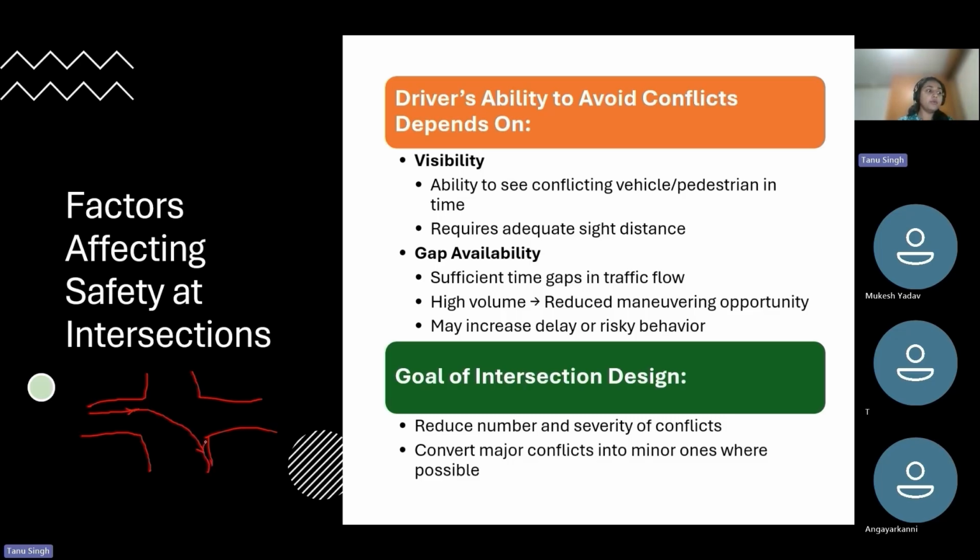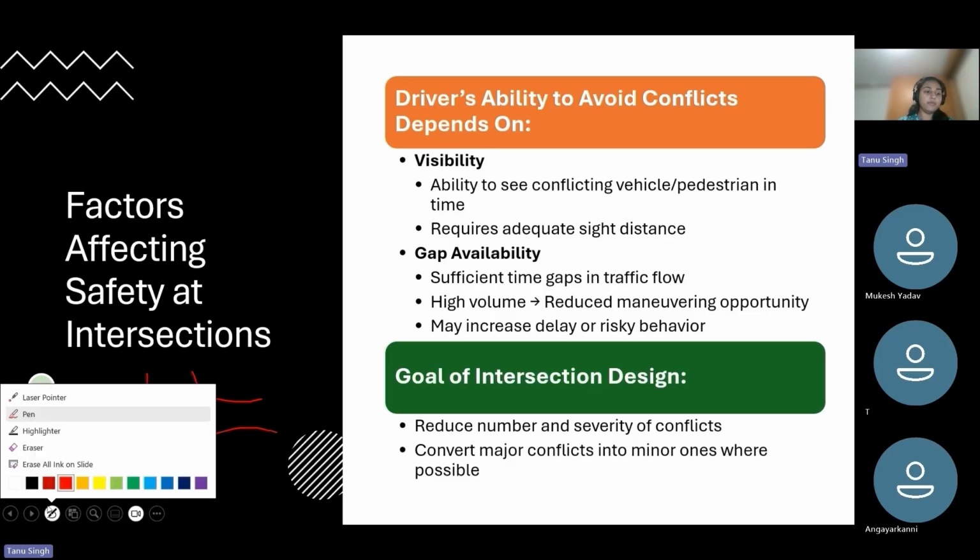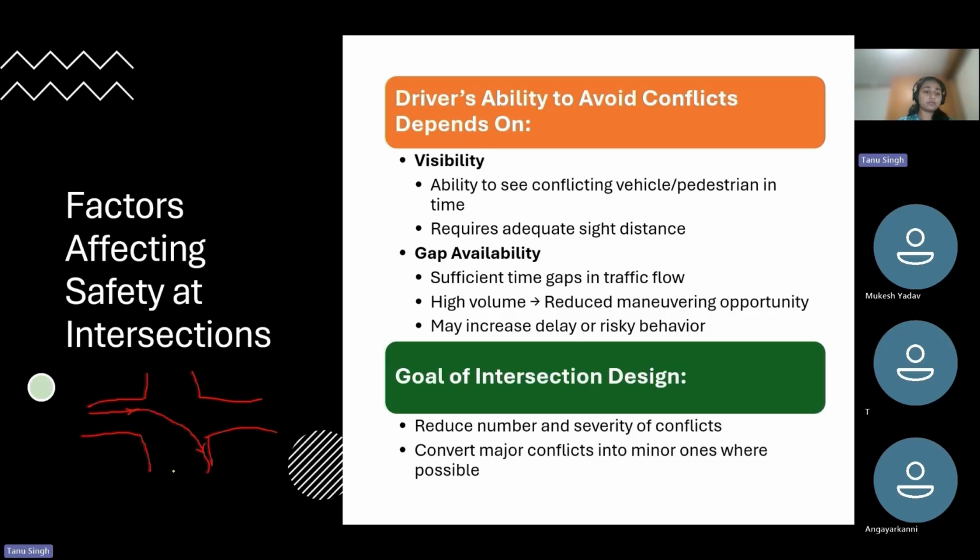If the traffic volume on the major road is very high, there may not be a sufficient gap for this vehicle to turn right. This creates a delay and sometimes risky behavior. Therefore, intersection design aims to firstly reduce the number of conflicts, second reduce the severity of the conflicts, and also convert major conflicts into minor ones whenever it's possible.